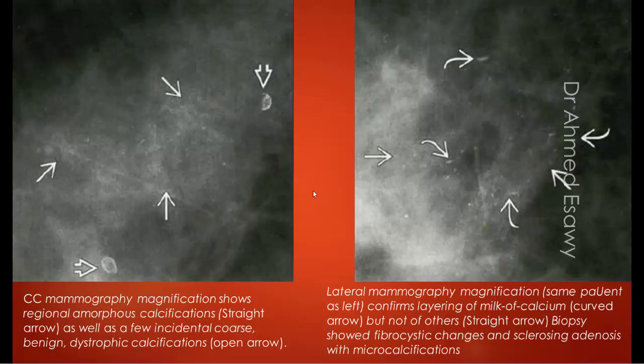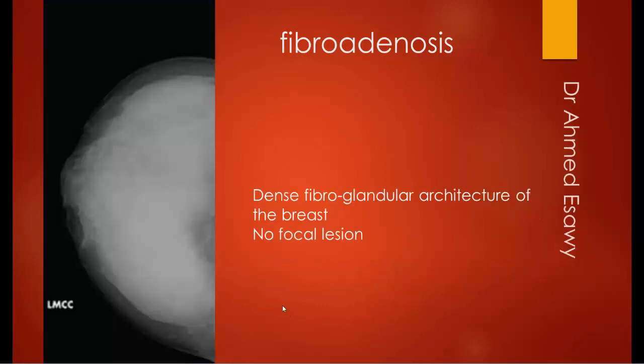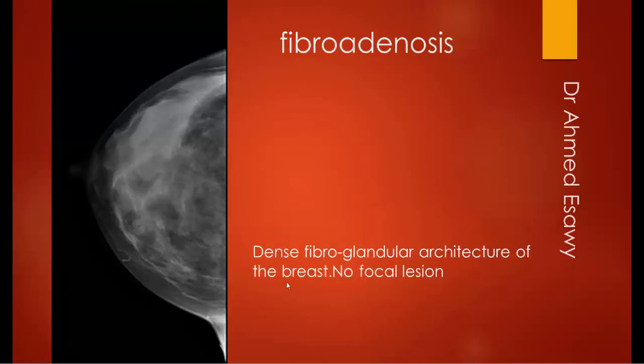Mammography in simple adenosis. This CC mammography shows regional amorphous calcification as well as a few incidental coarse benign dystrophic calcifications. Lateral mammography shows layering of milk of calcium, and the biopsy shows fibrocystic change with sclerosing adenosis and microcalcification. Fibroadenosis in mammography: dense fibroglandular architecture of the breast with micronodular pattern, multiple well-defined small round densities are seen, no focal lesion. Dense fibroglandular parenchymal architecture of the breast in mammography in fibroadenosis, no focal lesion.